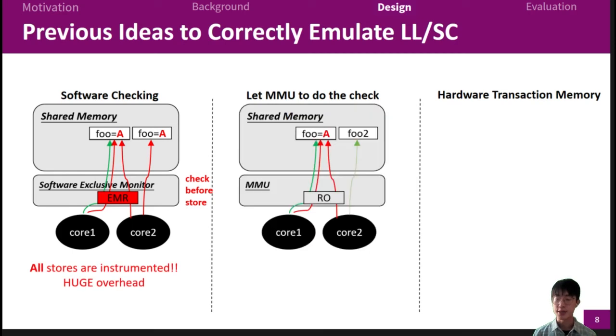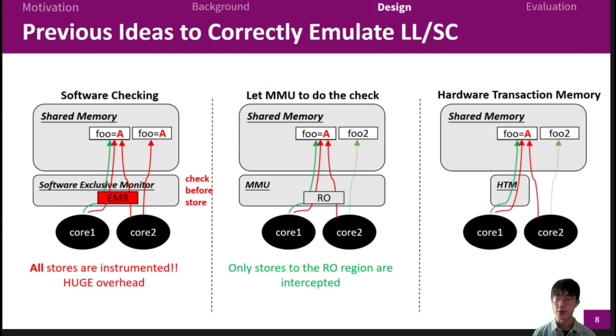Another solution is to let the MMU, the memory management unit, perform the checking, which means the exclusive memory region is protected as read-only, so any store to the exclusive memory region will trigger a page fault. This solution only intercepts stores to the read-only exclusive memory region and leaves other stores free from instrumentation. There is also a hardware-based solution that uses hardware transactional memory to protect the LLSC region in order to achieve atomicity, which could be fast and correct but relies on additional hardware.